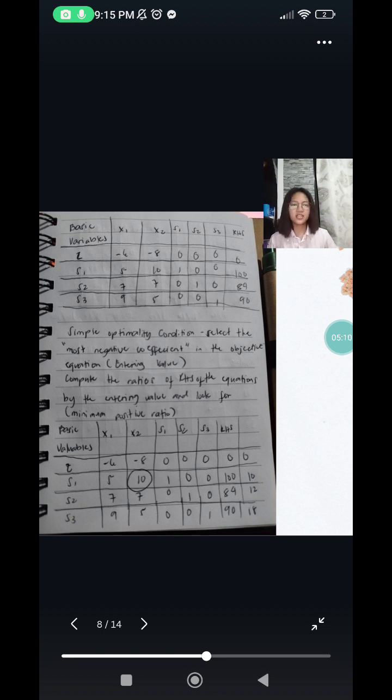And next, as you can see here, I put a circle around a number. That is our pivot element. So, what is a pivot element anyway? The pivot element is the intersection of the pivot row and the pivot column. The pivot element is a big part of our solving.